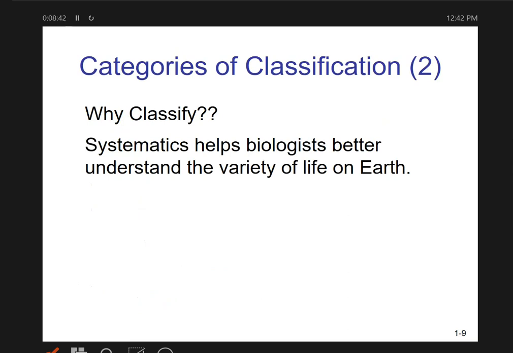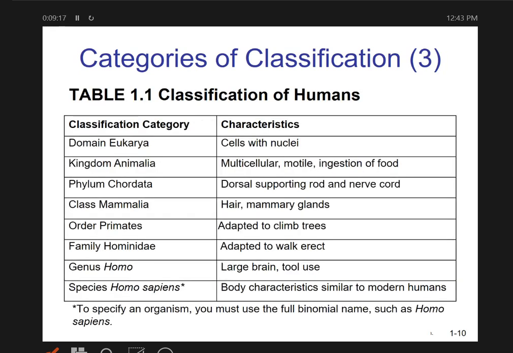All right, so why classify? Of course, this helps biologists understand the variety of life, and especially organisms now are classified based on evolutionary relationship. So now we know where they stand in the evolutionary ladder. Okay, so still, like I said, this is a changing topic. Things that were classified today may be classified slightly differently as newer species are discovered.